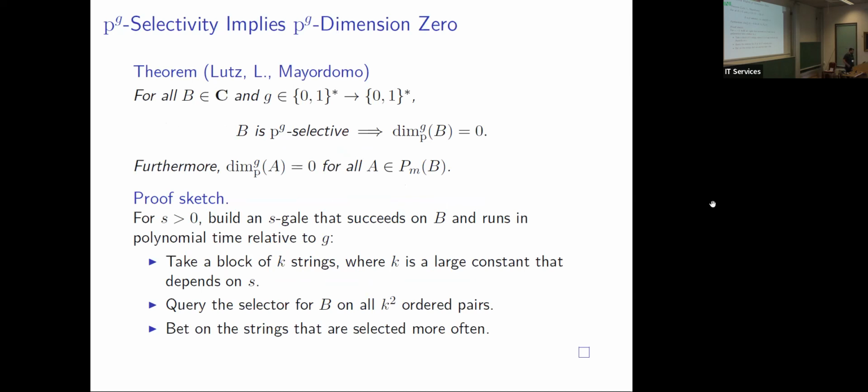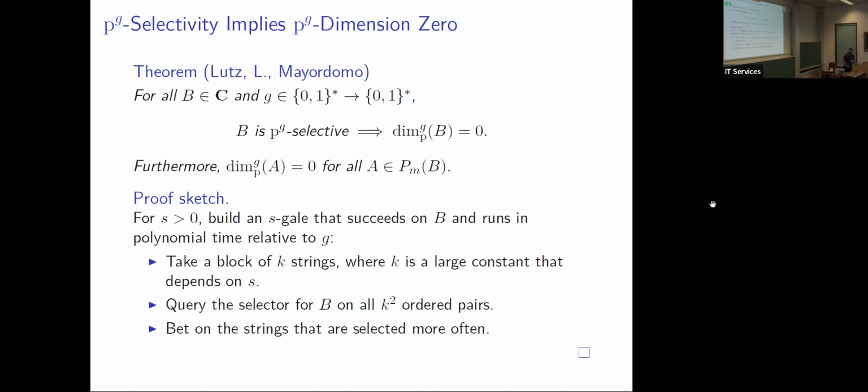Here's how this goes. So first we're going to show that PG selectivity implies PG dimension 0. So if you have some B and some function G, if B is PG selective, then the P dimension of B relative to G is 0. And an easy extension of that is also if you have some A that is reducible to B, then you still have dimension 0 there.